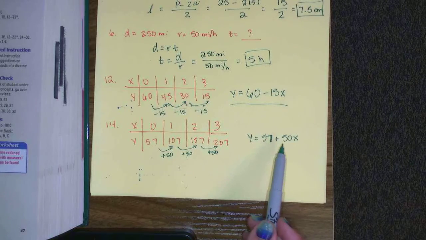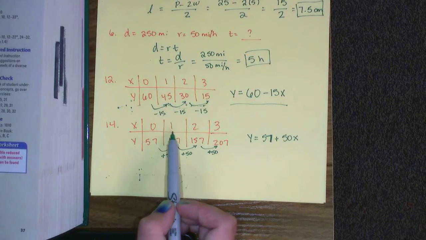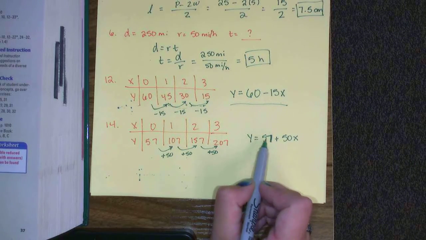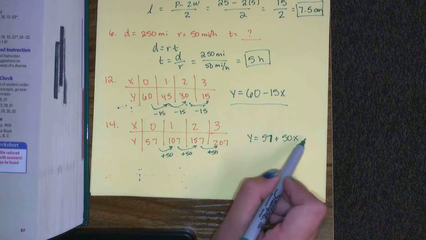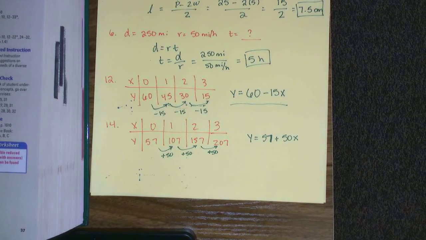Then you could go back and check to make sure your formula is correct. I'm not requiring you to check it, but if you're unsure if your formula is correct, go back and plug in something like 1. So y is equal to 57 plus 50 times 1. That's 50 plus 57, which is 107. That's the value, so then I know that my formula works and is correct. Does that make sense? Do you feel like you need to see another one? Nope, we're good.